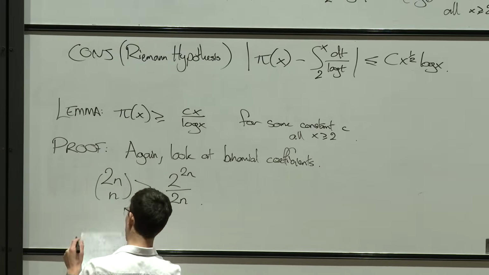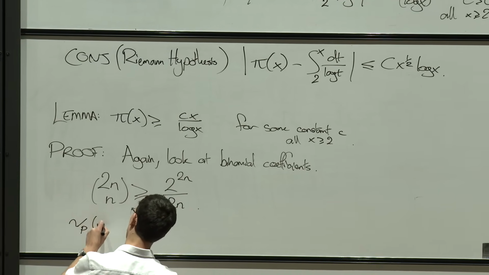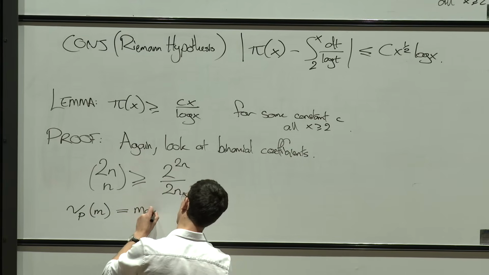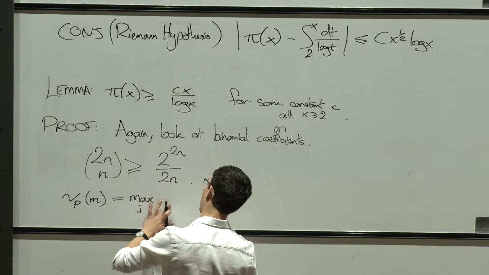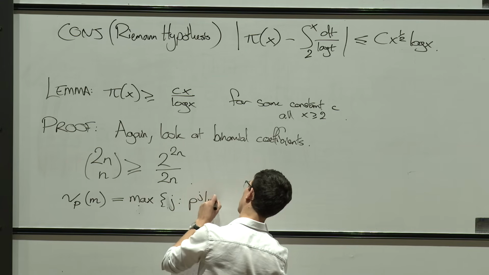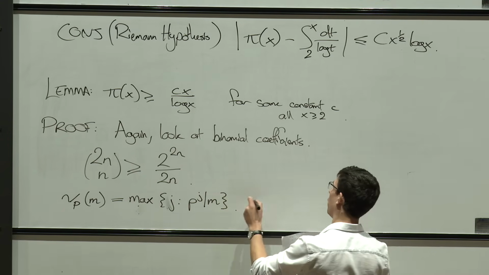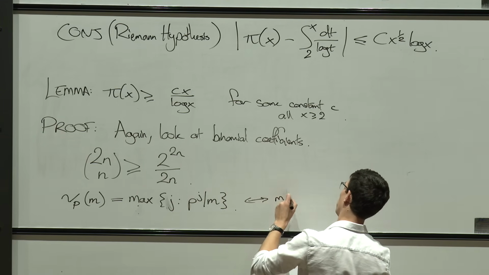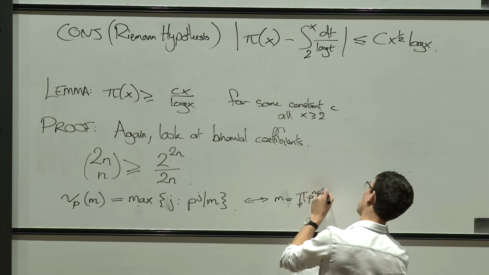Also, maybe I'll let v_p of an integer m be the largest integer j such that p to the j divides m. And so in particular, this means that you can write the prime factorization of any integer m as the product over all primes of p to the v_p(m).